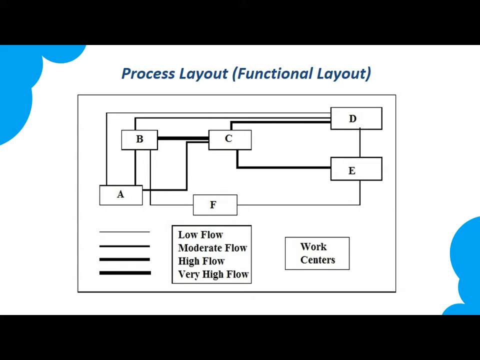The small line indicates, according to the thickness, low flow, and the thick line indicates very high flow between the machineries and workstations. So this is the example of process layout where the workstations are stationary and the product performing operations will flow from one center to another center according to the process of the products.